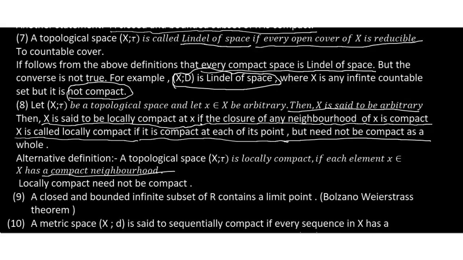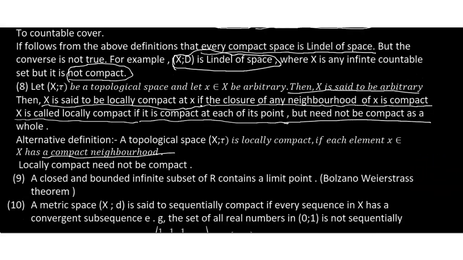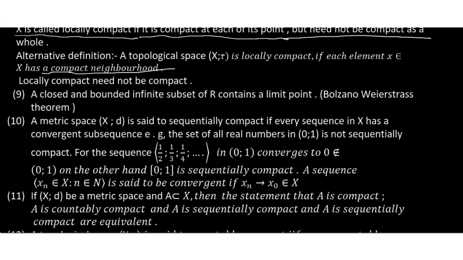A closed and bounded infinite subset of R contains a limit point. This is the Bolzano-Weierstrass theorem. A metric space (X, d) is said to be sequentially compact.